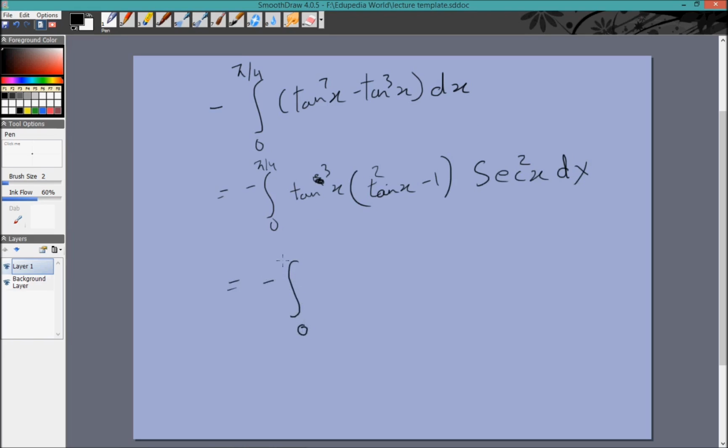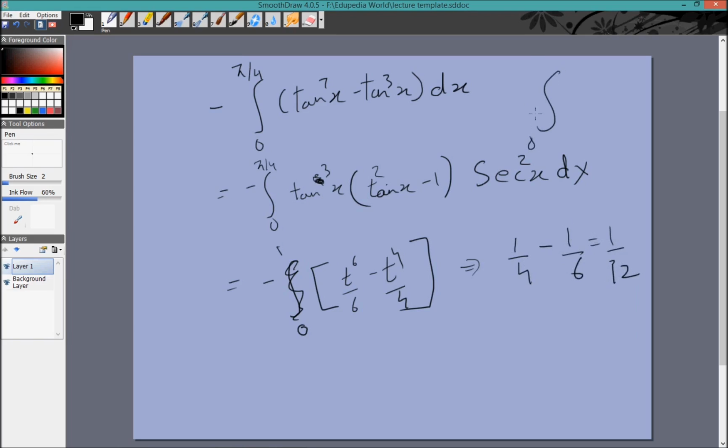0 to 1 t to the power 5 minus t cube. So the limits, t to the power 6 by 6 minus t to the power 4 by 4, right? Now it's not an integral, it's 0 to 1. I've directly integrated it. This is t to the power 5, which will give me t to the power 6 by 6. This is minus t cube, which will give me minus t to the power 4 by 4. So the final answer comes out to be 1 by 4 minus 1 by 6, which is 1 by 12. So integral of 0 to pi by 4 x f x dx comes out to be 1 by 12, which gives me option A. So the answer to this question is A and B.